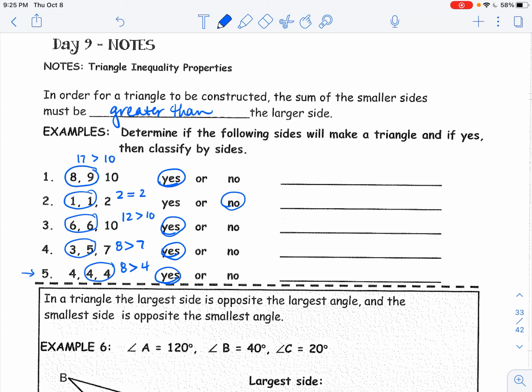Alright, so now let's classify by sides. Recall, if you have all the same sides, as in number 5, that is an equilateral. If you have 3 different sides, like number 1, you have a scalene. And in number 3, you have 2 sides that are the same, that's an isosceles. In number 4, we also have a scalene.